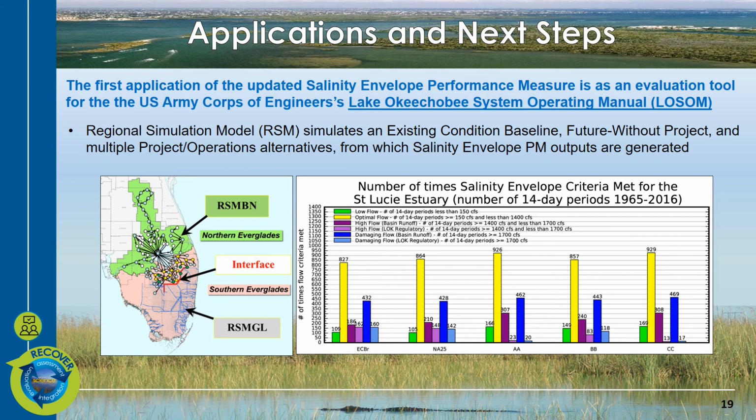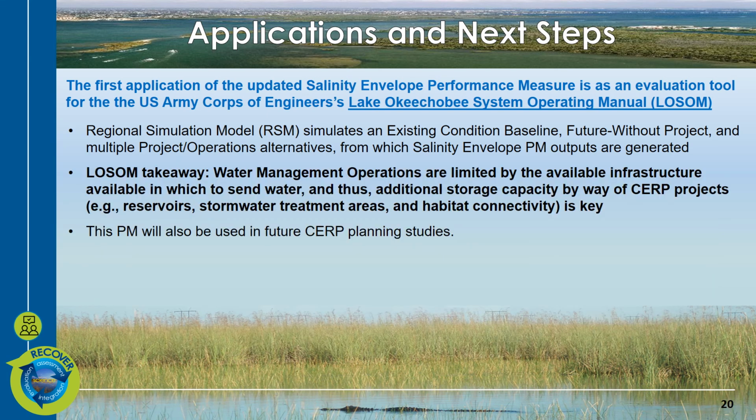These alternative operations are modeled using the RSM, just as it is in CERT planning, and results in model outputs like those you see below, comparing optimum, stressful, and damaging flow events to the northern estuaries based on some existing condition base reflective of today, a future date in which no operational changes are made, and several operational alternatives.